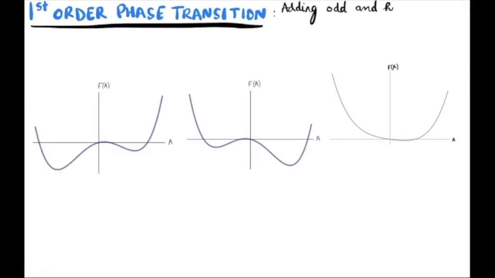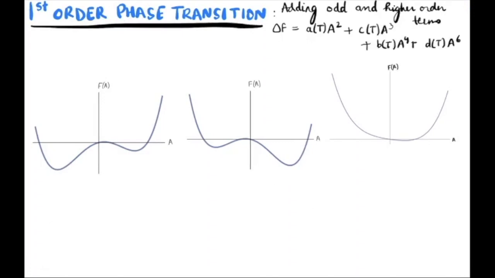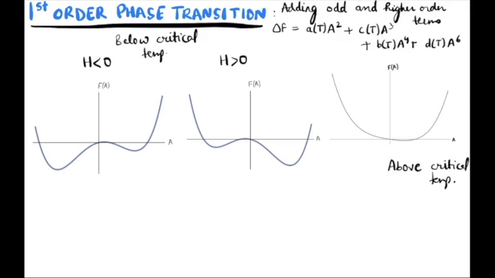Before this, let us try to understand the first order transition. In the first order transition, if we add odd terms and higher order terms to the expansion, we see the following form of the free energy graphs. The first two graphs are for the below critical temperature region, and the last one is for the above critical temperature region. In the above critical temperature region, we see that there's a single minimum and not so interesting a solution. But for below critical temperature, we see that there are two minima. One is a local minimum and one is a global minimum.